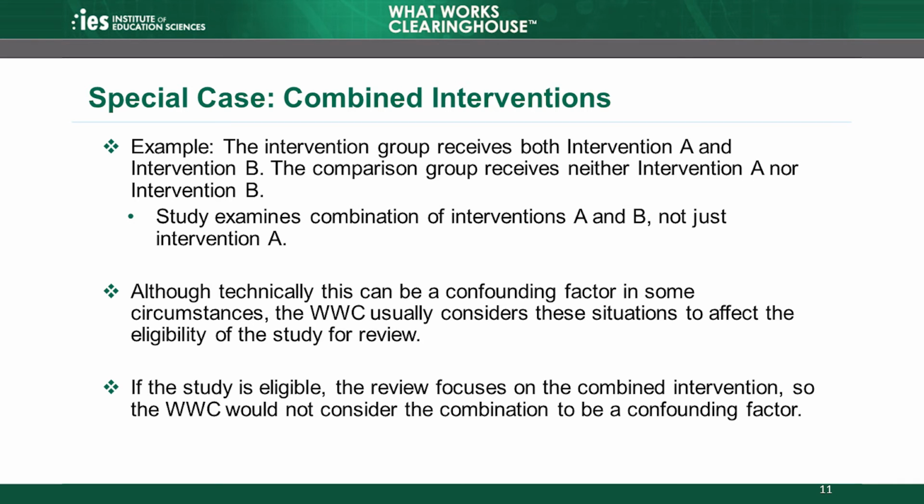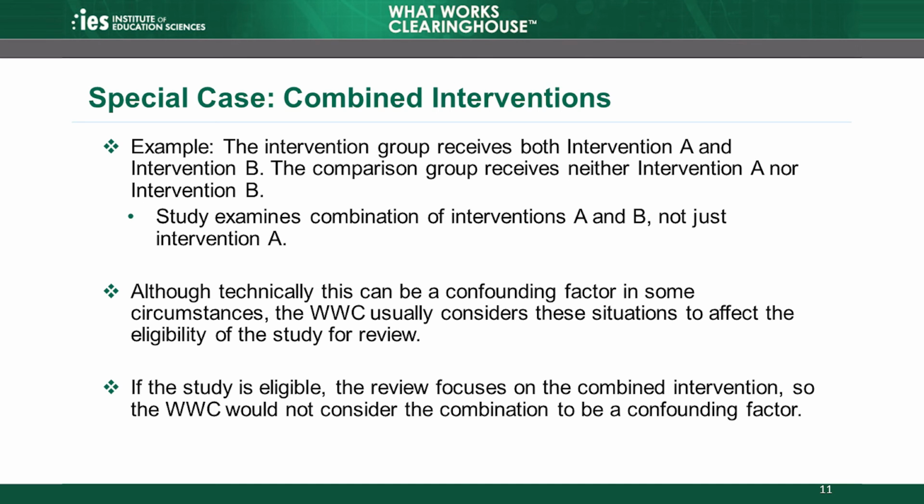meaning when a study implements two different interventions with the same intervention group and does not implement either of them with the comparison group. Let's discuss an example. Say a review focuses on intervention A, but in a particular study, the intervention group receives both intervention A and intervention B, and the comparison group doesn't receive either of these interventions. In this study, the intervention examined is the combination of A and B, not just intervention A.